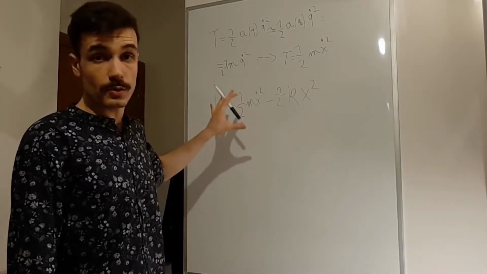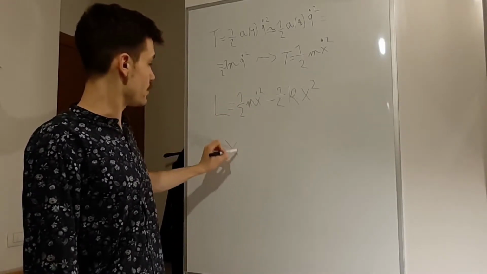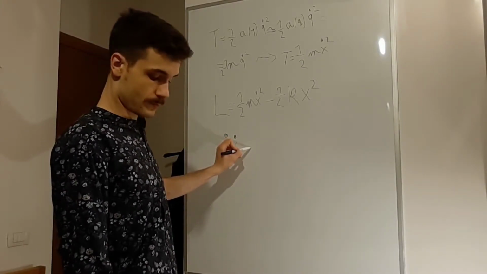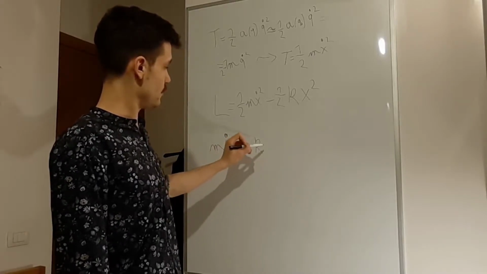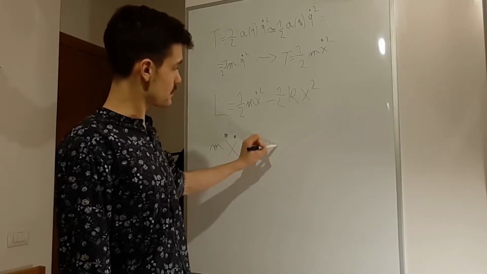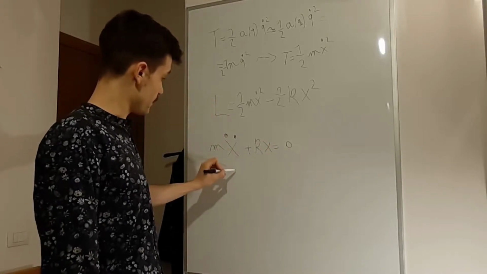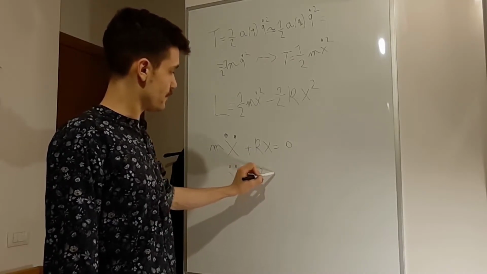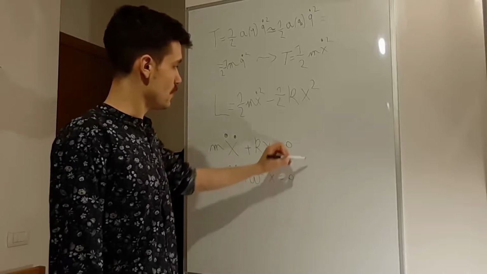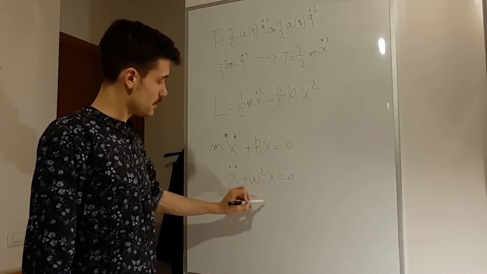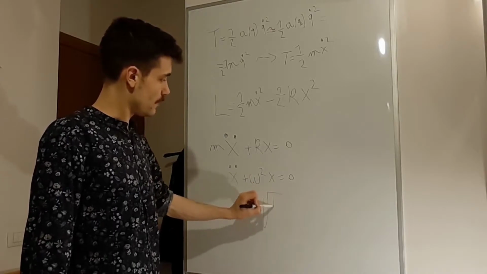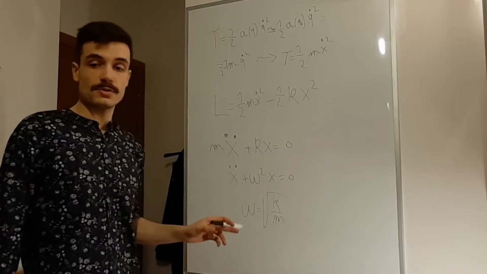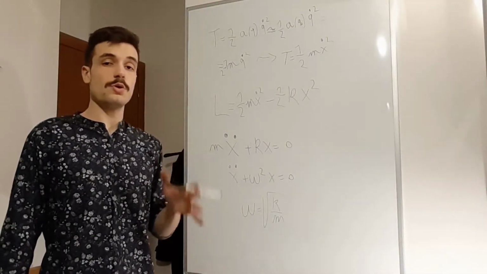By solving the Lagrange equation, we will get our equation of motion. That will be m x double dot plus k x equals 0. That can be written as x double dot plus omega squared x equals 0, where omega is equal to the square root of k divided by m, and omega is what's called angular frequency or frequency.